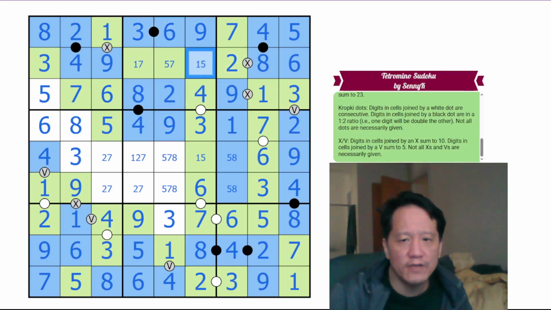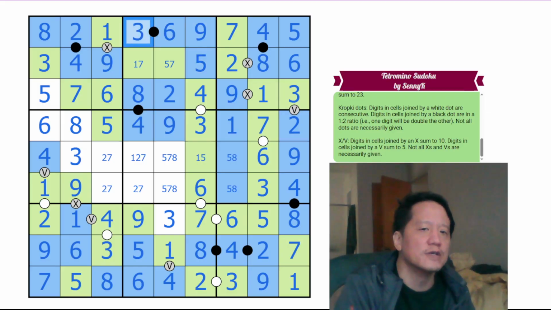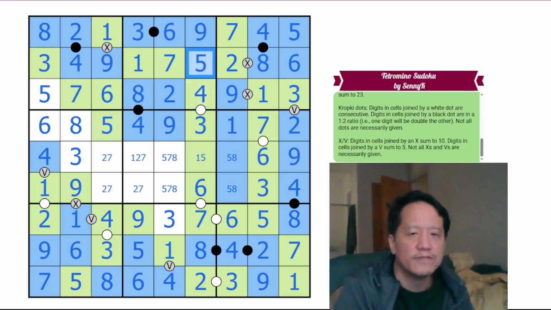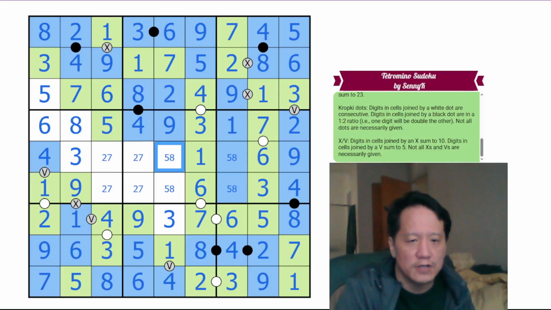So this is 5 and 9, with 6 and 3 adding up to 23. Right? 5, 6, and 9 add up to 20 plus 3. Therefore, this is 7, this is 1. 5 eliminates 5 here, so that's 1. No 1 here. This is 2, 7 as a pair. No 7 here.